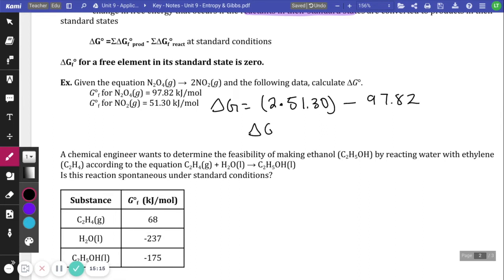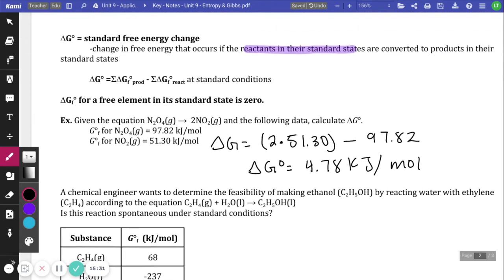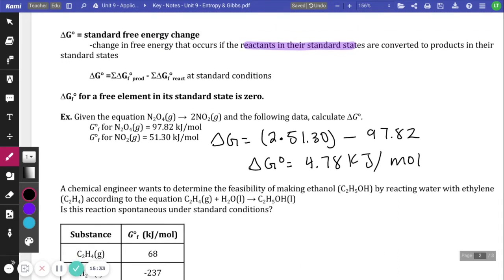When I do, I get that delta G is equal to 4.78 kilojoules per mole. So this one would be non-spontaneous because delta G is positive, and delta G needs to be negative for a reaction to be thermodynamically favorable.